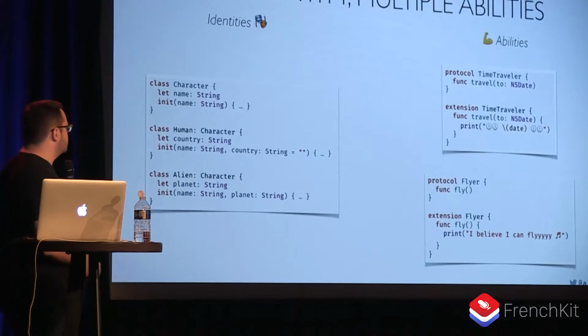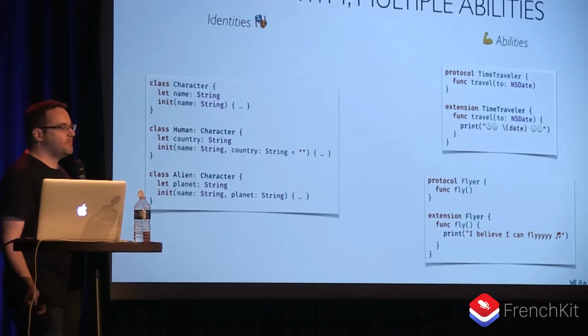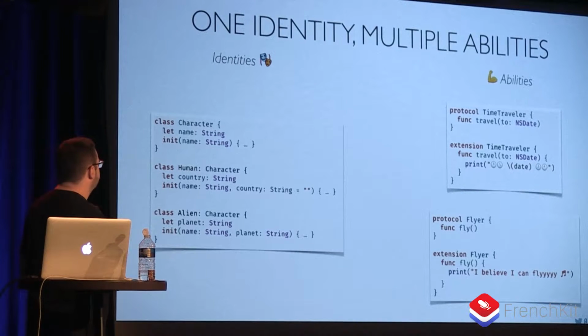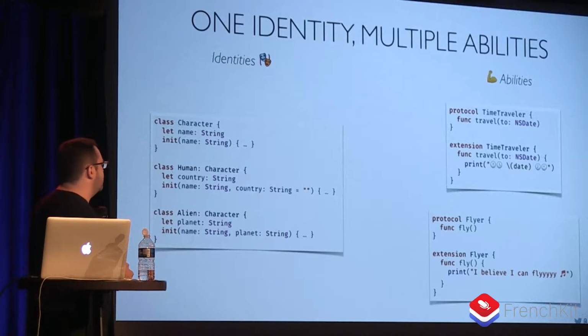So with those tools, we can declare all our abilities. We can totally mix inheritance for the identities there with protocols with different implementation, so mixins there. And we can mix them without having the problems that we saw before, because now our time travelers can both be a human and a time traveler.